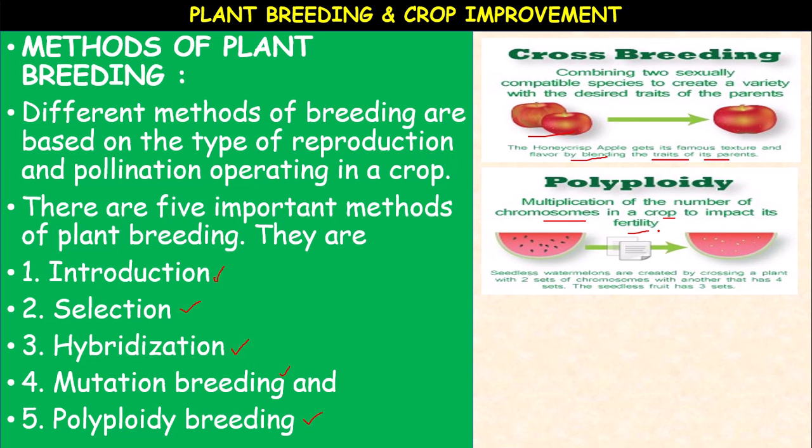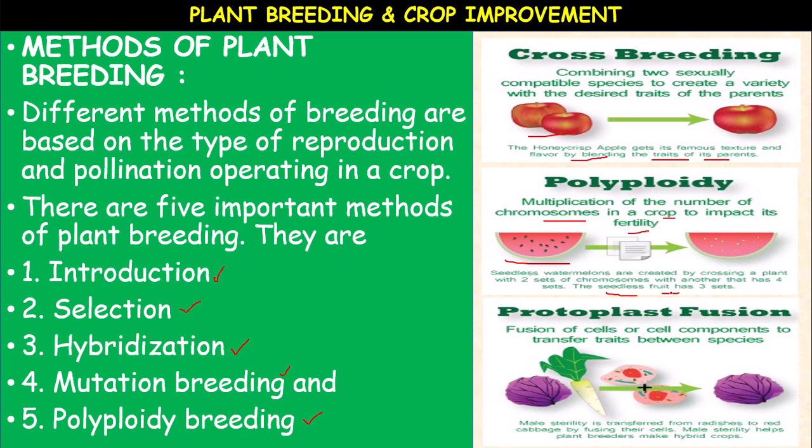Okay. Seedless watermelon. So, here it is a routine seeded watermelon, but seedless watermelons are created by crossing a plant with 2 sets of chromosomes with another that has 4 sets. Okay. The seedless fruit has only 3 sets of chromosomes. The seedless fruits are produced by stopping the fertilization. Here the polyploidy technique is used in producing seedless fruits. That phenomenon is called parthenocarpy.